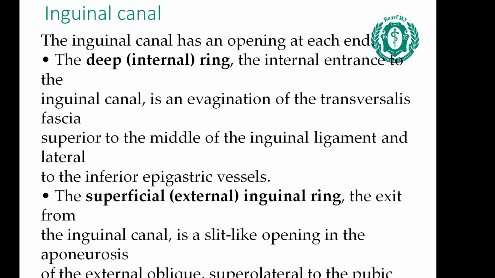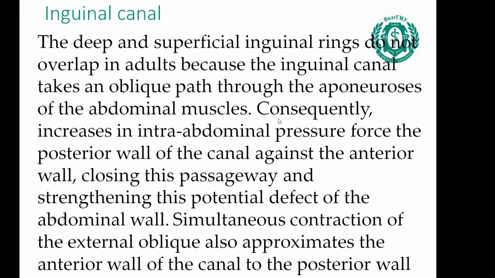The lateral and medial margins of this structure. The deep and superficial inguinal rings do not overlap in adults because the inguinal canal takes an oblique path through the aponeurosis of the abdominal muscles. Consequently, increases in intra-abdominal pressure force the posterior wall of the canal against the anterior wall, closing this passageway and strengthening the potential defect of the abdominal wall.